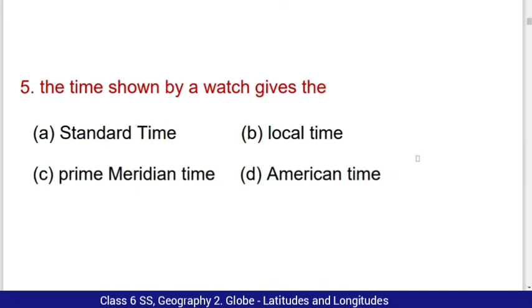Fifth question, the time shown by a watch gives the standard time, local time, prime meridian time, American time? It is the standard time. Time shown by a watch gives the standard time.